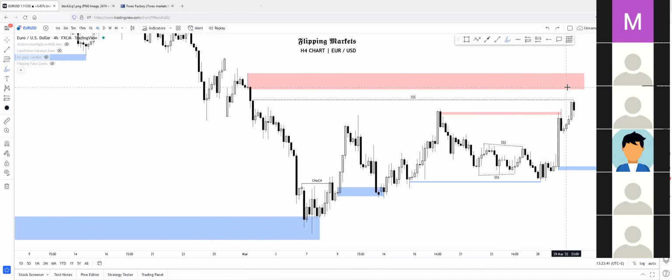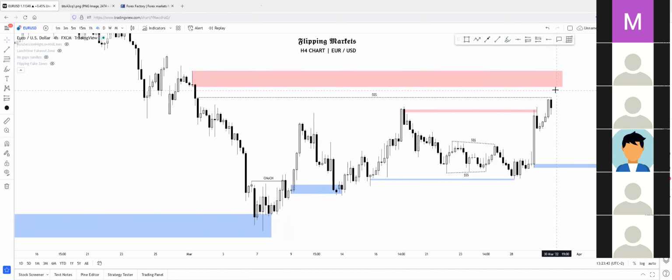It's okay. When price touches or mitigates this 4-hour zone, or the 15-minute one, we need a change of character on the 15-minute, and then go to the 1-minute and another change of character.